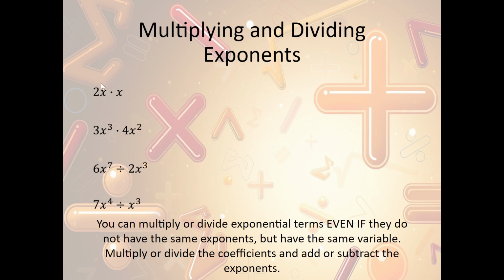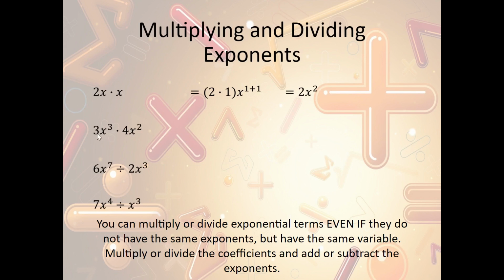So this is 2 times 1, so that's my coefficient. And I have an x to the first and an x to the first, so I'm going to add those exponents. So I get 1 plus 1 for my exponents. So 2 times 1 is 2, and 1 plus 1 is 2, so it should be 2x squared.